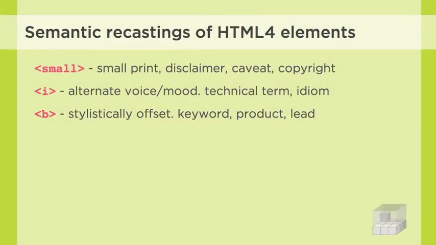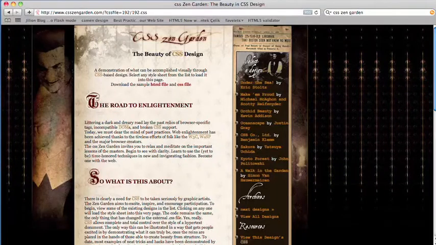The b tag has been similarly redefined, recast, to mean stylistically offset text. You may be wondering, what are instances of that? Sometimes keywords or product names or lead paragraphs are stylistically offset from the rest of their content. And these are now examples of cases where you can actually use the b tag semantically.